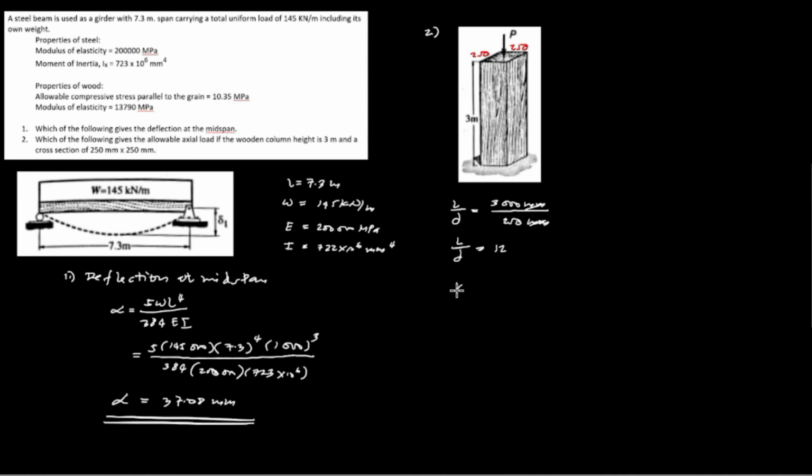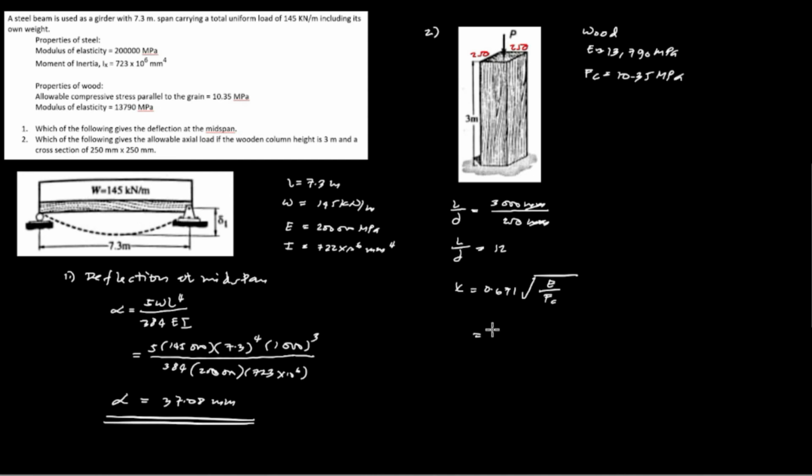And to find the value for K, which is the formula 0.671 square root of E over F sub C. And we will be using the properties of wood. So for wood, E is equal to, based on the given, 13,790 megapascal, and the F sub C is 10.35 megapascal.